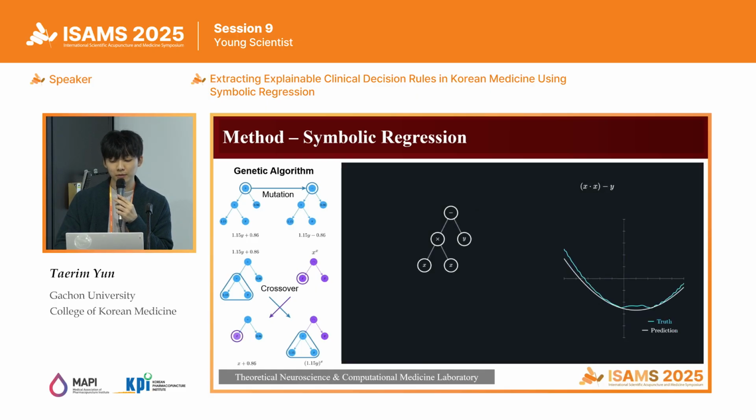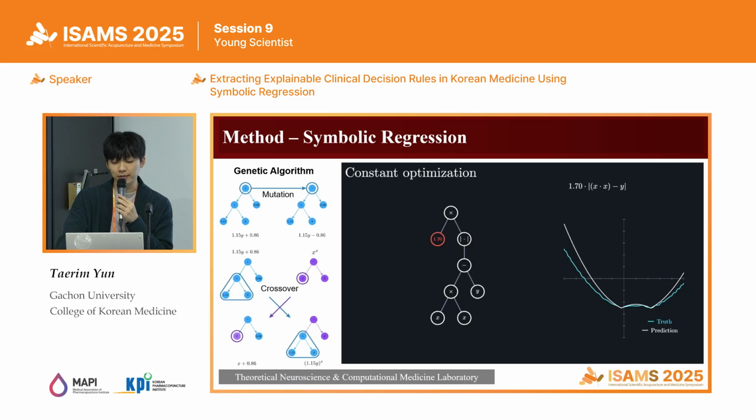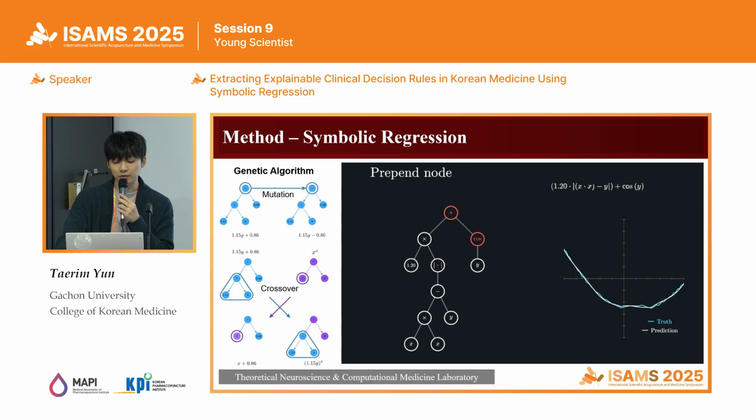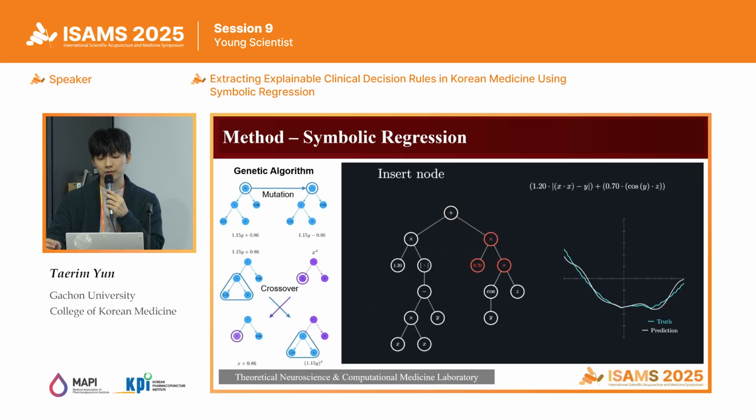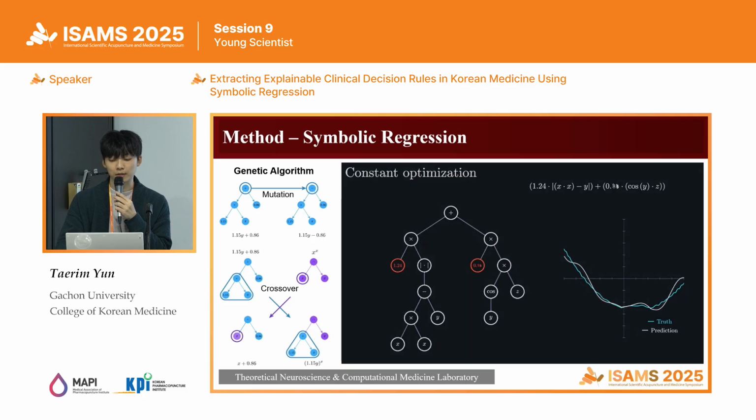Now comes the symbolic regression, SR in short, the main method of our study. SR automatically finds mathematical equations that best fit the data. With genetic algorithms such as mutation and crossover, it explores various equation structures and evolves them toward better solutions.